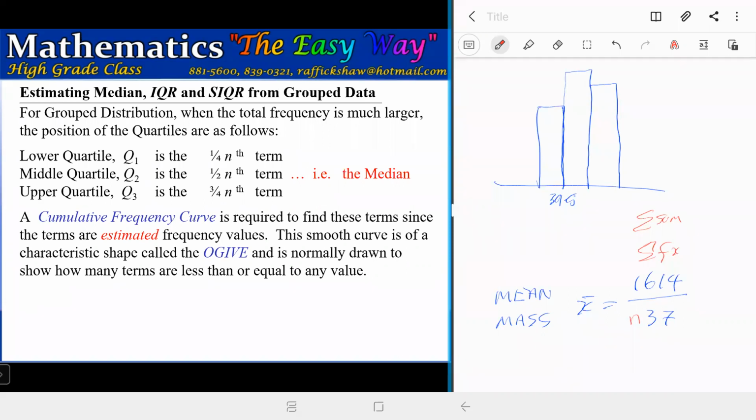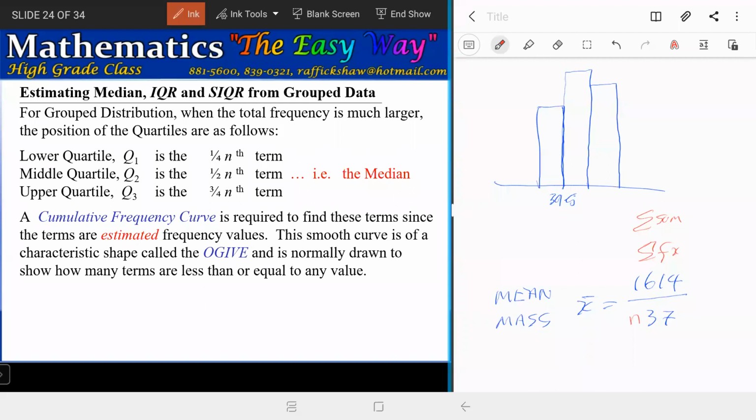I'm going to show you why the need exists for you to draw a cumulative frequency curve. Remember, you're estimating. So I put the word estimated in red. Everything is estimating in grouped data. So a cumulative frequency curve is required to find these terms: the 25th term, the 50th term, the 75th term. Since the terms are an estimated frequency value, this smooth curve is of a characteristic shape, which is called the Ogive.